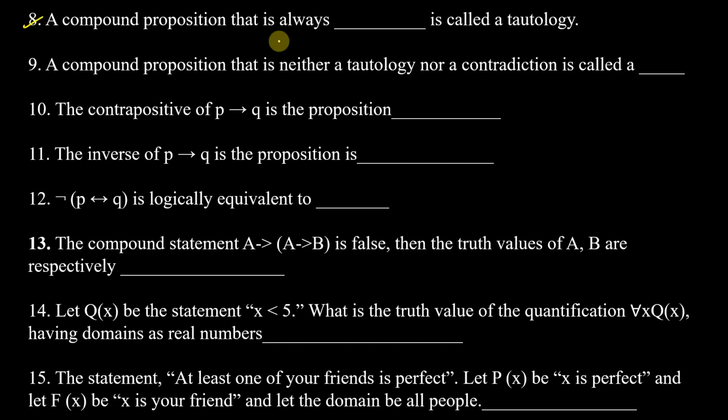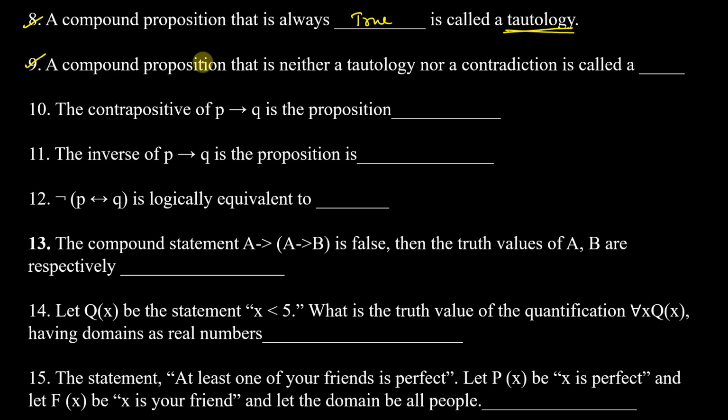Eighth question. A compound proposition that is dash is called tautology. When can I call a compound proposition a tautology? If it is always true, then it is called a tautology.